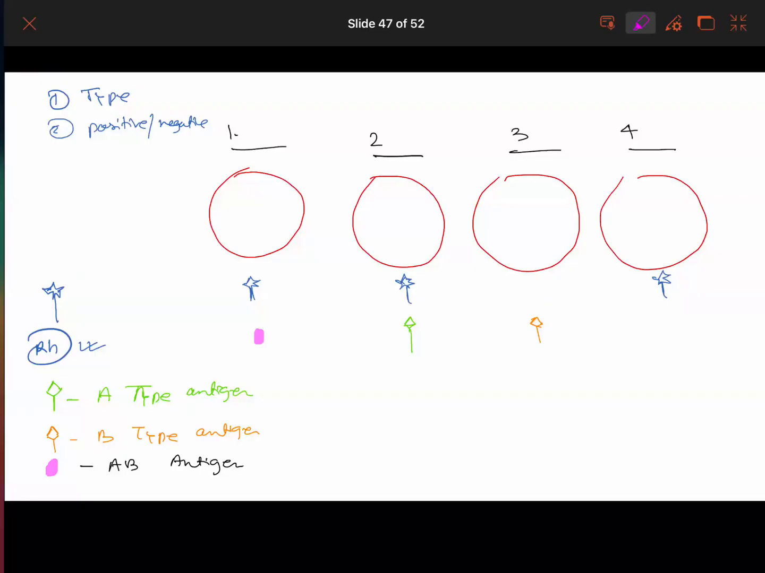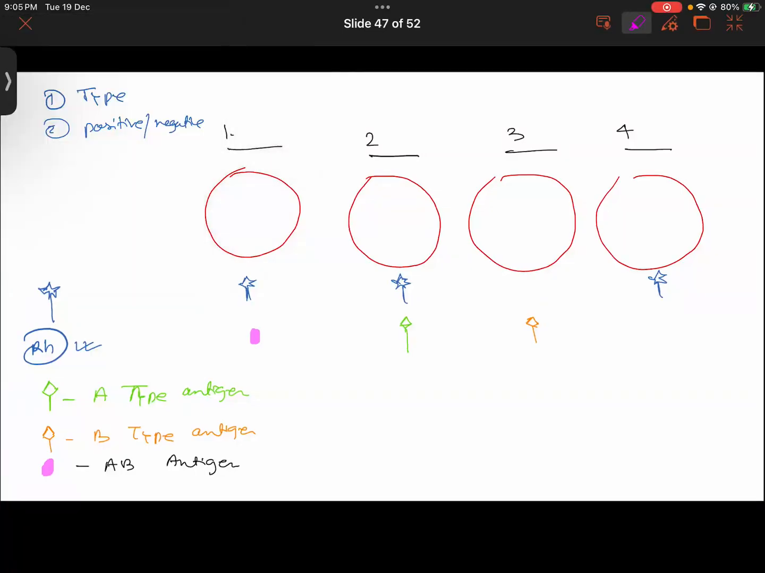So you had to mention basically the blood group type. The first one, everyone answered that it is AB positive. That is correct. Very good. This is A positive, and this is B negative, and this is O positive, right? So these are the answers. Here we were required to write the blood group type, not what type of antigen is present over there. We basically have to name the blood group type.